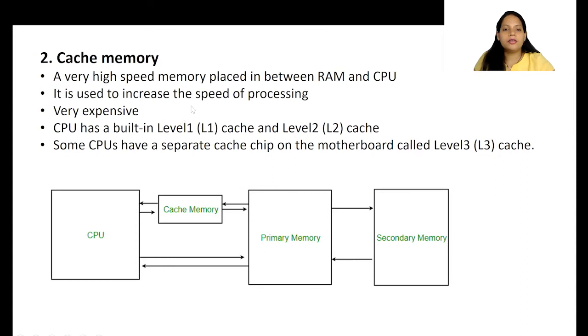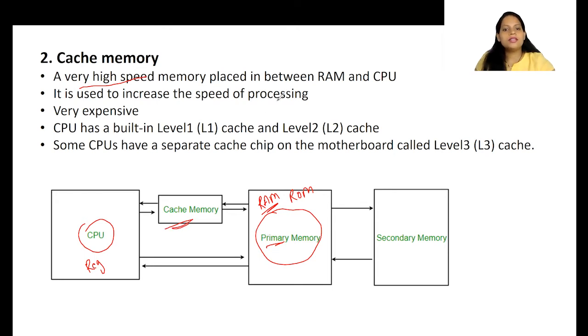Next in our internal memory is cache memory. This diagram you're seeing is very important from the exam point of view because you will have to draw it. Whenever they ask about cache memory, what is cache memory? Cache memory is a very high speed memory placed in between RAM and CPU. Primary memory comprises nothing but RAM and ROM. So when I say primary memory, you can understand that it is RAM. The CPU and registers are inside the CPU. So the cache memory is always placed between the CPU and RAM.